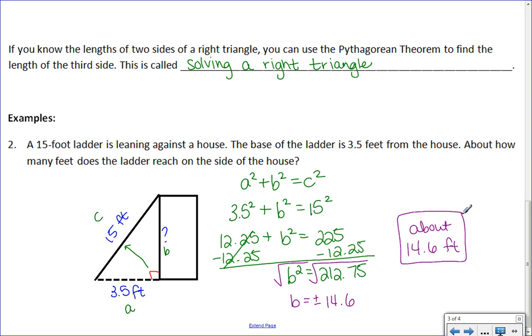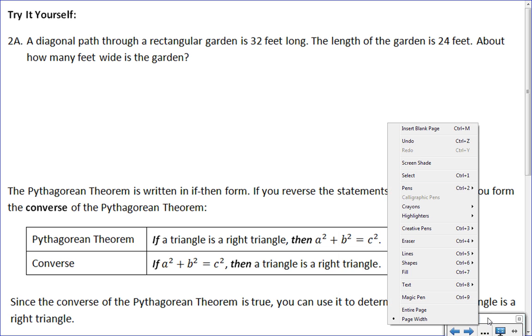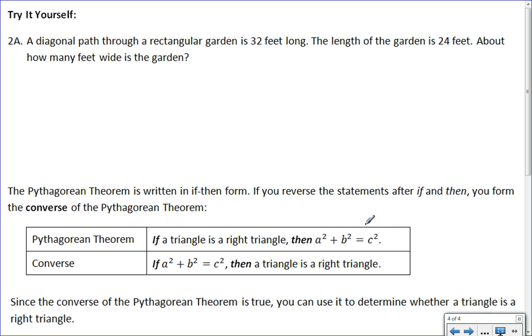Okay, there's a try it yourself problem on the back of the page. So go ahead and pause the video and work through that problem and press play when you're ready to check your answers. Okay, the width of the garden, you should have gotten about 21.2 feet.